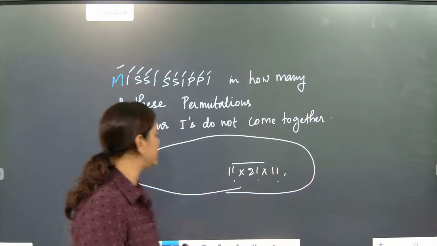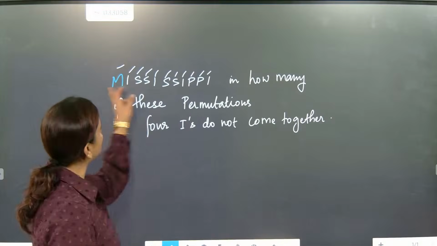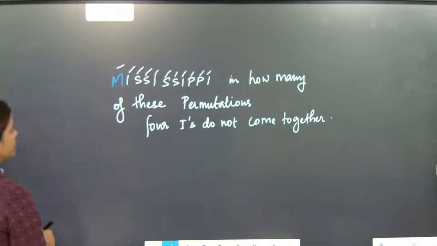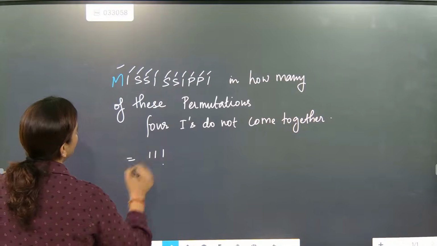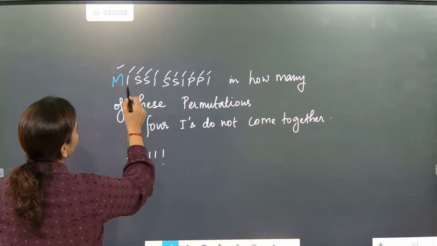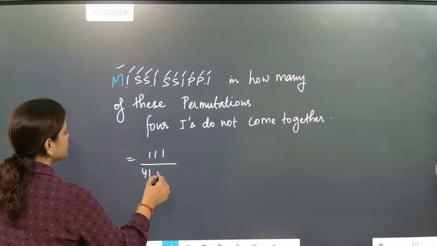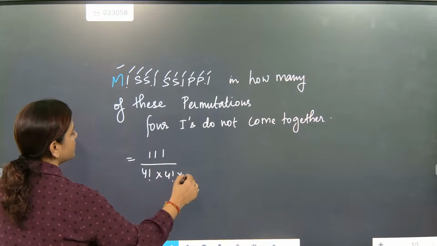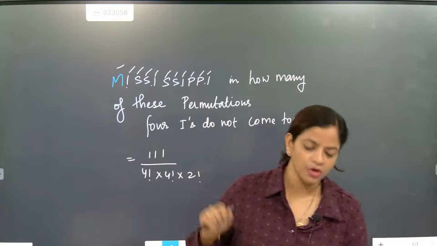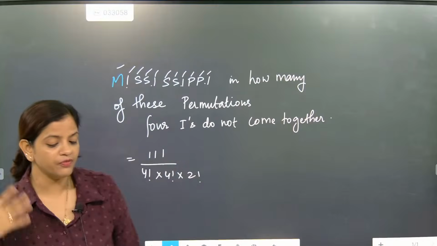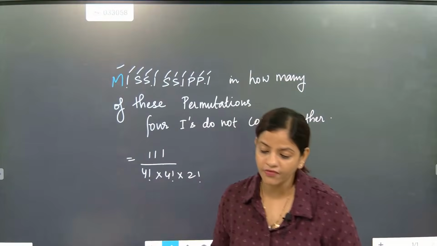So here, Mississippi is made with how many letters? 11 letters. After counting, 11 letters are there, so 11 factorial. Now M is coming only one time. I is coming 1, 2, 3, 4 times. Nishika, how many times is I coming? 4 times. How many times is S coming? 4 times. How many times is P coming? 2 times. So 11 factorial by 4 factorial into 4 factorial into 2 factorial. This is the way of writing Mississippi. How many of you are present in the group? Can you say? So this is exactly the way of writing Mississippi.